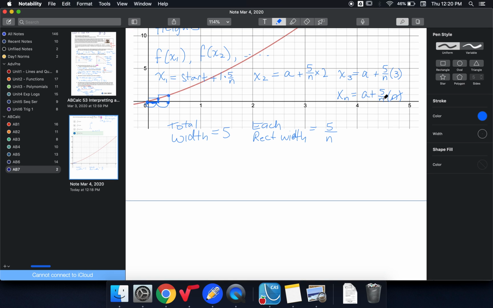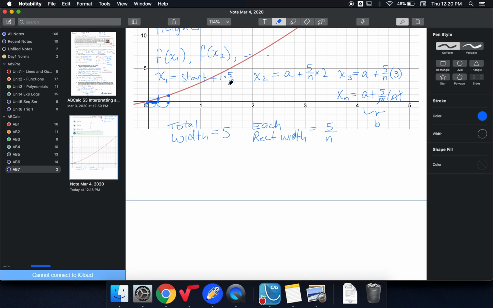My third x value will be the starting value plus 5 over n times 3, etc., etc., until finally my nth x value is going to be a plus 5 over n times n. Well, of course, those n's are just going to cancel. I'll get a plus 5, which is my endpoint. So if I start at 0, I would end up at 5. If I started at 1, I would end up at 6. But that last x value is your b value. So we're going from a to b.